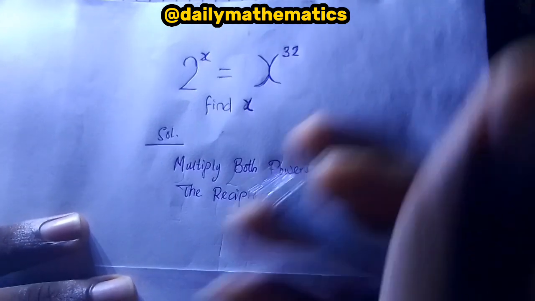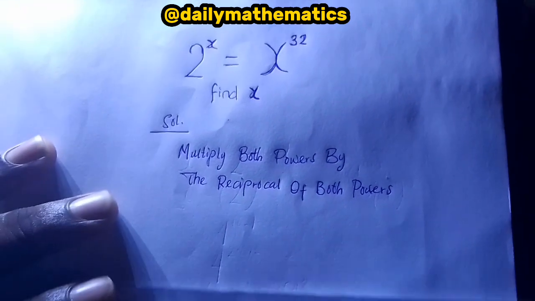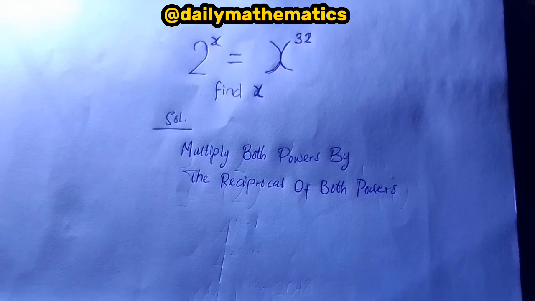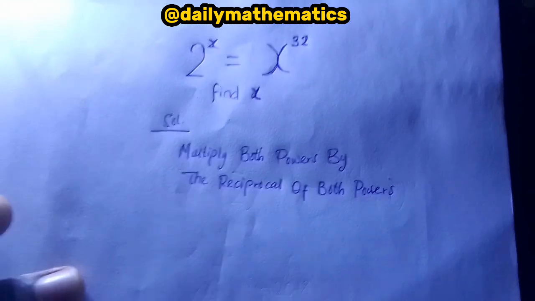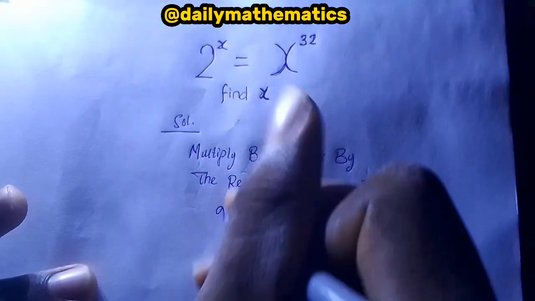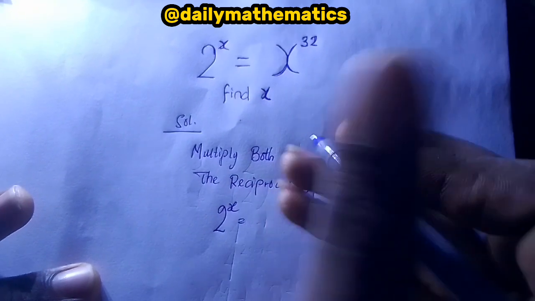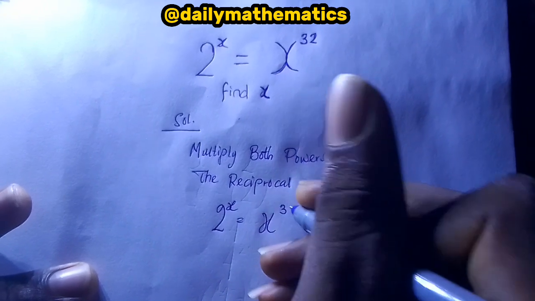So yes, this is what I'm talking about. Multiply both powers by the reciprocal of both powers. So what do I mean by that? Now we have the powers. Let me rewrite the question: 2 raised to the power of x equals x raised to the power of 32.